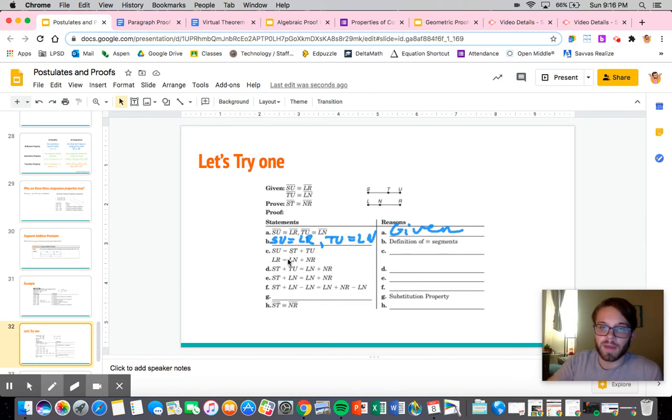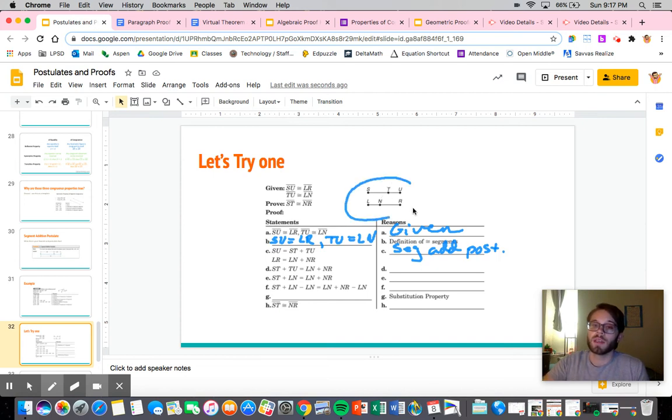So let's see, what do we have here? SU is equal to ST plus TU. LR is equal to LN plus NR. Well, this is really kind of what we were just talking about. This is the segment addition postulate. So, segment addition postulate. Okay.